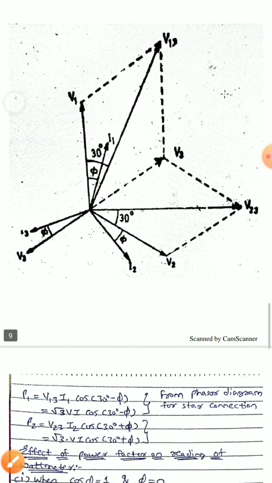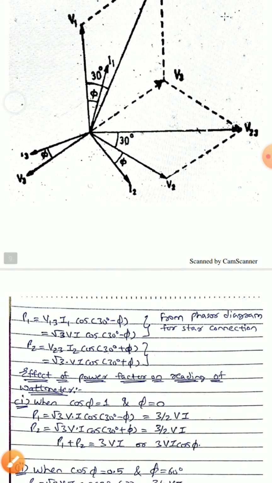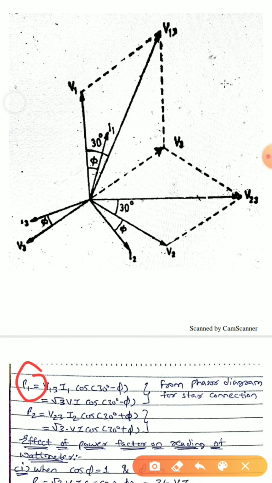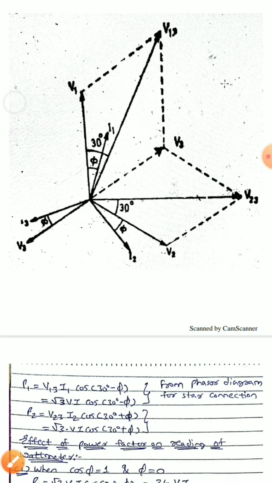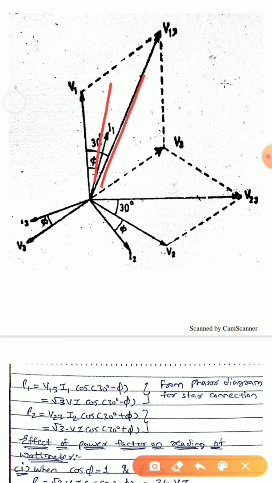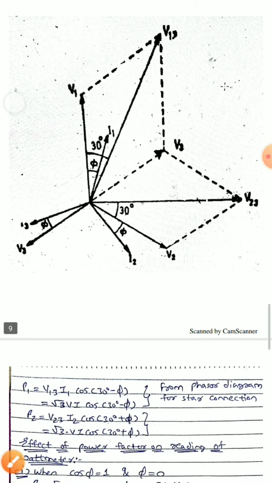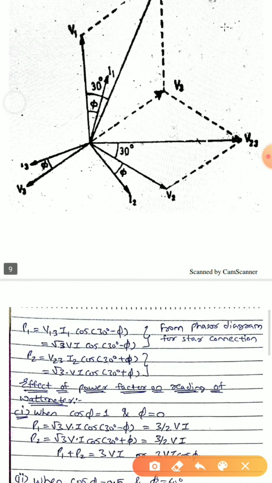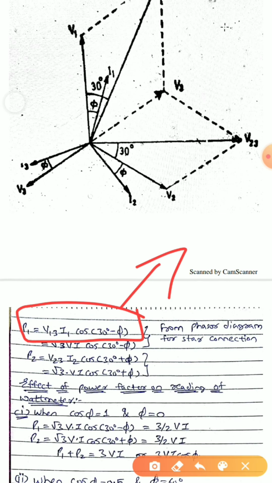Now let us look based on this. Based on the phasor, I can write P1, that is the first power. P1 is nothing but V13 into I1, the angle between I1 and V13, which is nothing but the total angle of 30 minus phi. Therefore I am writing P1 is equal to V13 I1 cos(30 degrees minus phi).